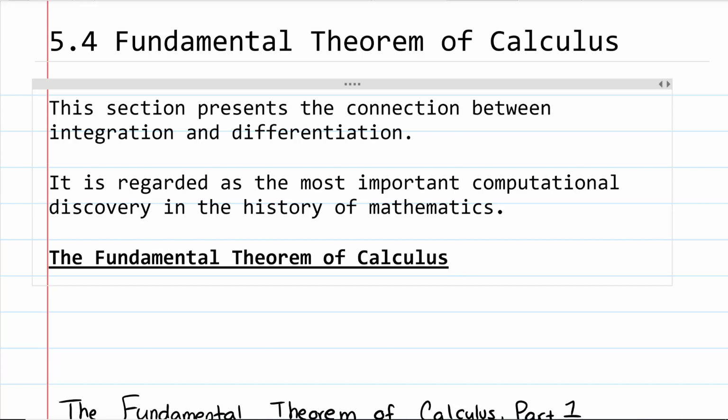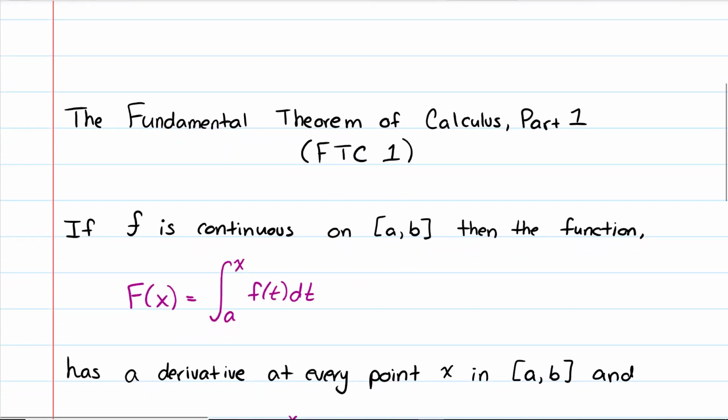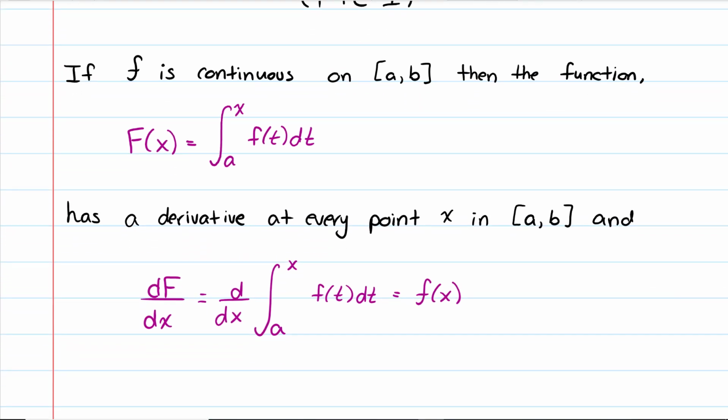The fundamental theorem of calculus is broken down into two parts. So first we'll talk about the first part, and then we'll move on to the second part. If f is continuous on an interval a to b, then the function F of x is equal to the integral from a to x of f of t dt, and has a derivative at every point x in the interval a to b, and the derivative of F with respect to x is equal to the derivative of the integral of a to x f of t dt, which is equal to our original function f of x.